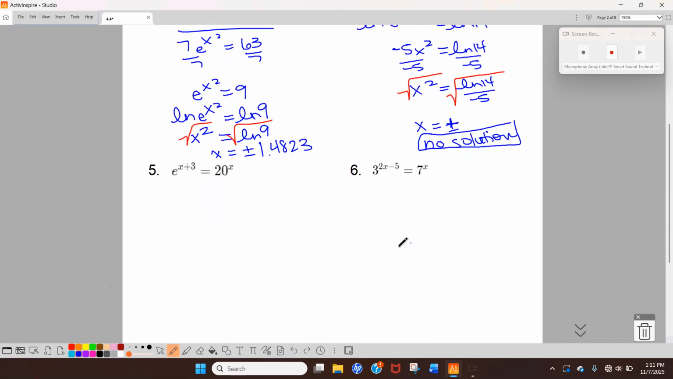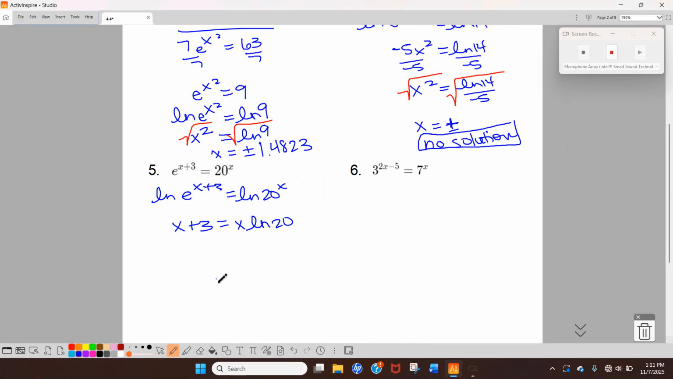All right, so number 5, you have an exponential on both sides. Both sides of the equation have something raised to a power. So we're going to take ln of both sides because there's an e involved. So we'll do ln of e to the x plus 3 is equal to ln of 20 to the x. So again, these guys cancel out, and this is just x plus 3. This x can swing to the front, so it'll be x times ln of 20.